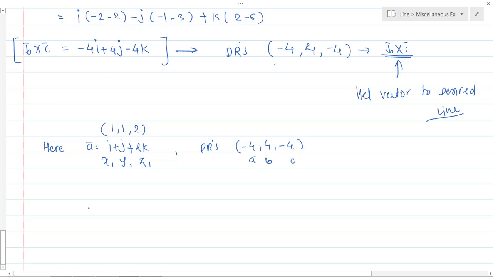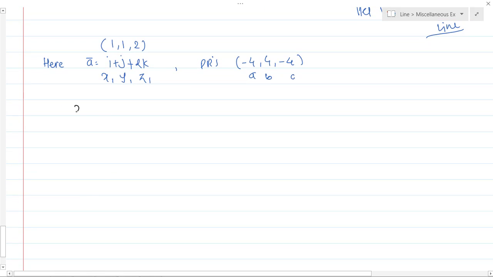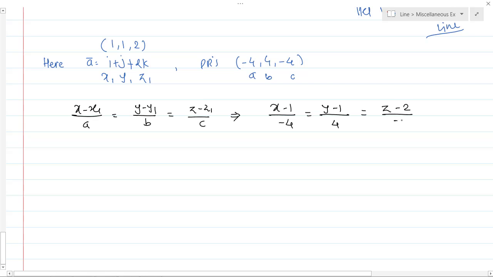The Cartesian equation of the line is x minus x1 by a equals y minus y1 by b equals z minus z1 by c. So if I substitute the values of x1 y1 z1, I will get x minus 1 by minus 4, y minus 1 by 4 and z minus 2 by minus 4. That's it. This is my answer to this question.